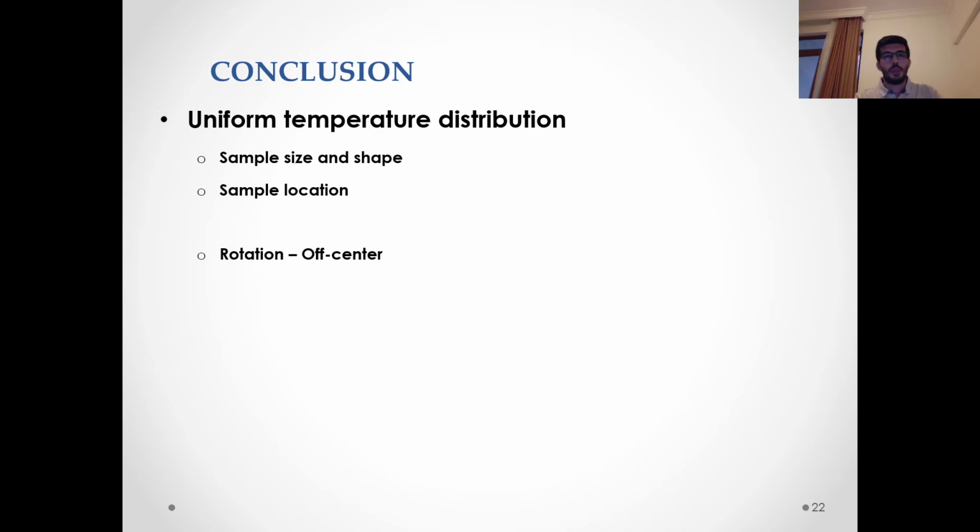In this study, we showed uniform temperature distribution depends on the sample size and shape and sample location in the cavity. And uniform temperature is improved with rotation, especially off-center rotation.